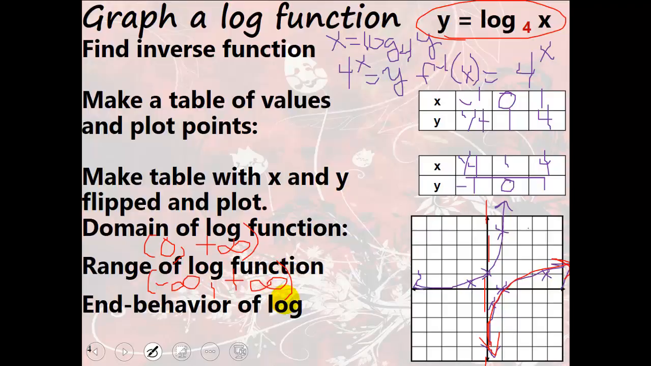And my end behavior, as x goes to 0, f of x goes to negative infinity. And then as x goes to positive infinity, my f of x goes to positive infinity. Okay? And so basically it's the same thing. You're going to find the inverse function, graph it, that's my purple one, flip the x's and y's, that's going to give you your log graph, and then you're going to state the domain, the range, and the end behavior.